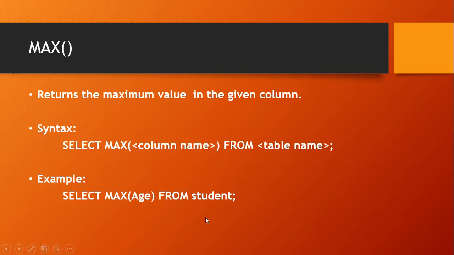Suppose I want to display the maximum age from the student table. How will I write it? Select max, in the bracket I specify the column, that is age, and from the table name, that is the student table. It will return the maximum value of that particular column, excluding the null values.